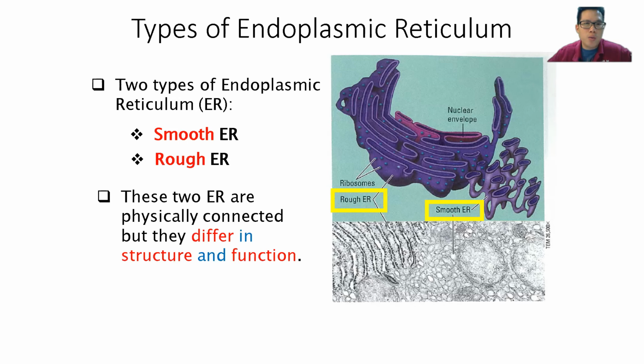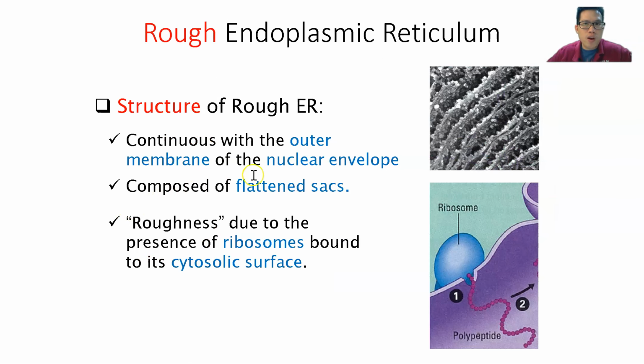The next one is the endoplasmic reticulum. We have smooth ER and rough ER. The one that is continuous with the nuclear membrane is the rough ER. After the rough ER comes what we call the smooth ER. Why is it called smooth? It's because the smooth ER doesn't have ribosomes, which is why you see the surface is smooth. There's a difference between these two.